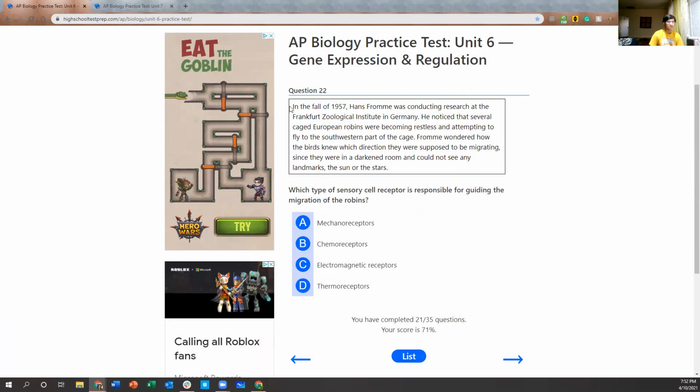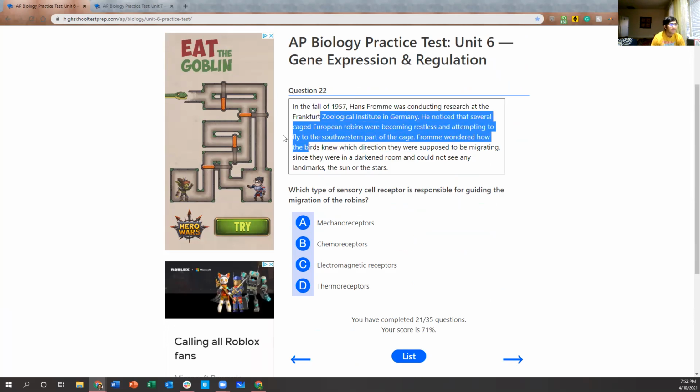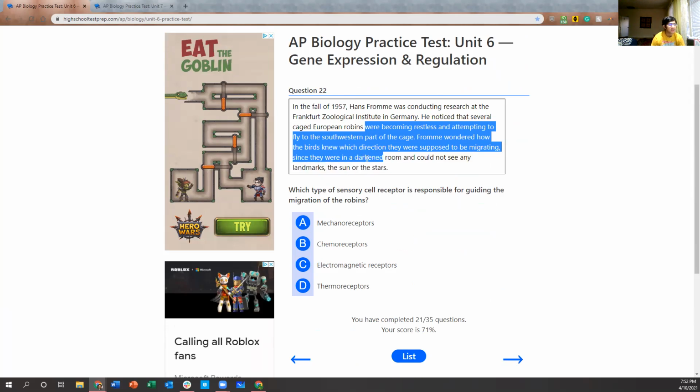Okay, this is a good question. AP biology questions are generally like this. You get a little passage, then you have to answer the question. In the fall of 1957, Hans Fromme was conducting research at a Frankfurt Zoological Institute in Germany. He noticed that several caged European robins were becoming restless and attempting to fly to the southwestern part of the cage. Fromme wondered how the birds knew which direction they were supposed to be migrating, since they were stuck in a darkened room and could not see any landmarks other than the stars.